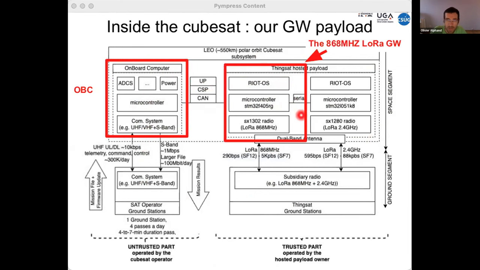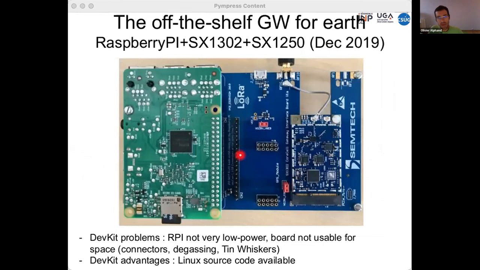So what was the idea at the beginning? We had on the shelf this thing, which is an Earth gateway, which was very low, the best in terms of consumption at this time. So we have a Raspberry Pi here, and here we have this chipset, SX1302, which was on the 868 megahertz band. The problem with that is we cannot send it directly in space because the Raspberry Pi is not very low power. The port is not usable for space because of the connector, the gating, tin whiskers. But it has an advantage: we have all the Linux source code available.